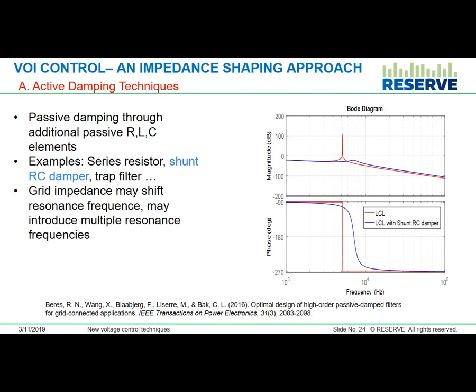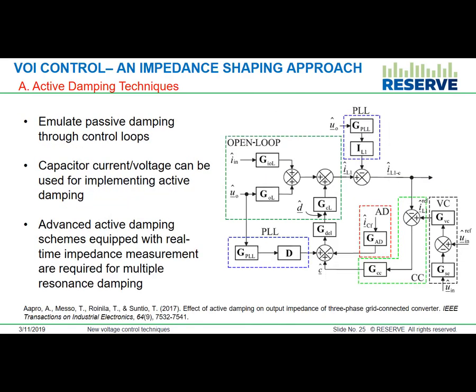And again, you always have the problem of what if the resonance shifts to some other frequency than what it is tuned for. So that's why we need to do it actively and emulate it through control. And that's where active damping comes in. So from passive we come to active damping. Here, for example, the capacitor current is measured, and this element here, GAD, the active damping, plays the role of a resistor and provides damping to the resonance frequency.